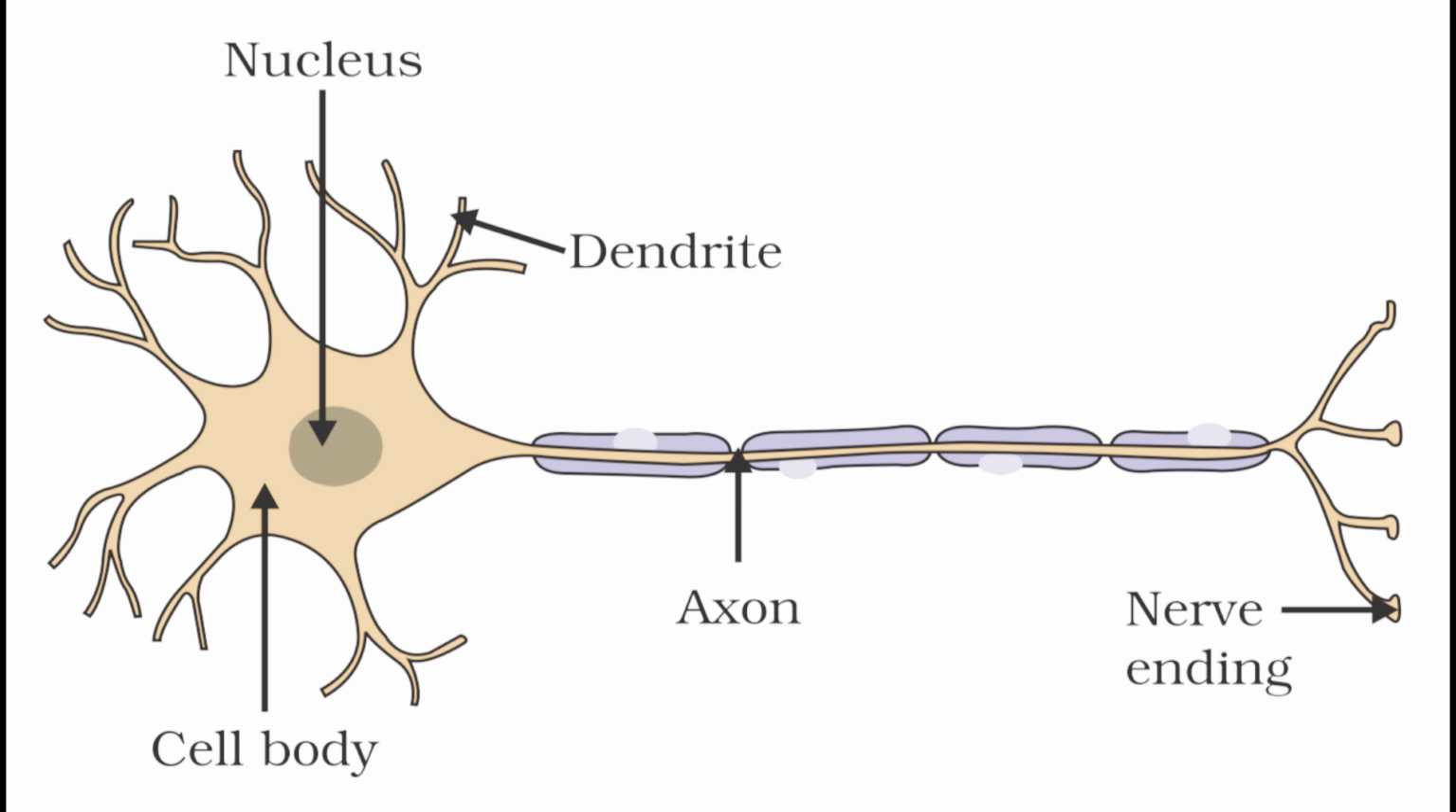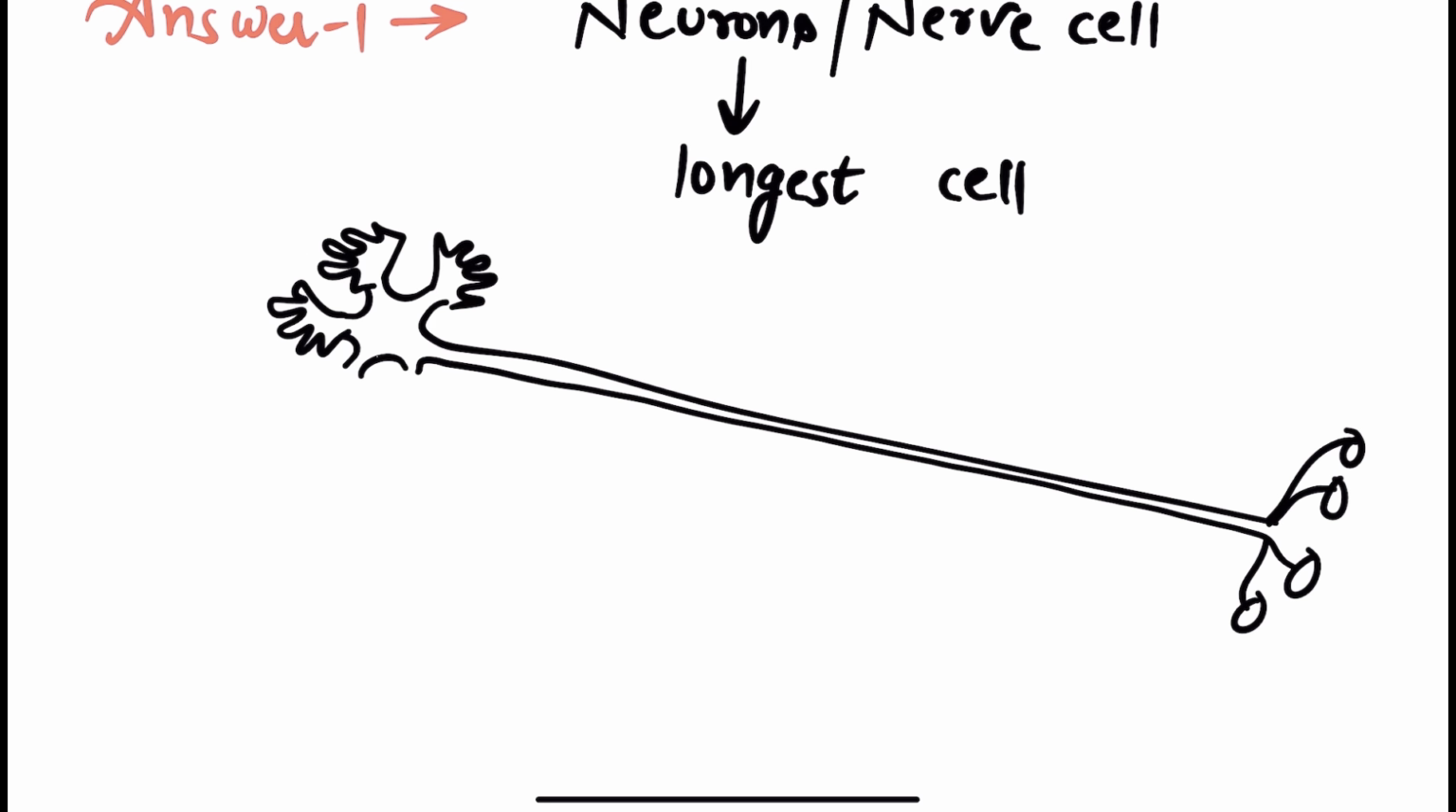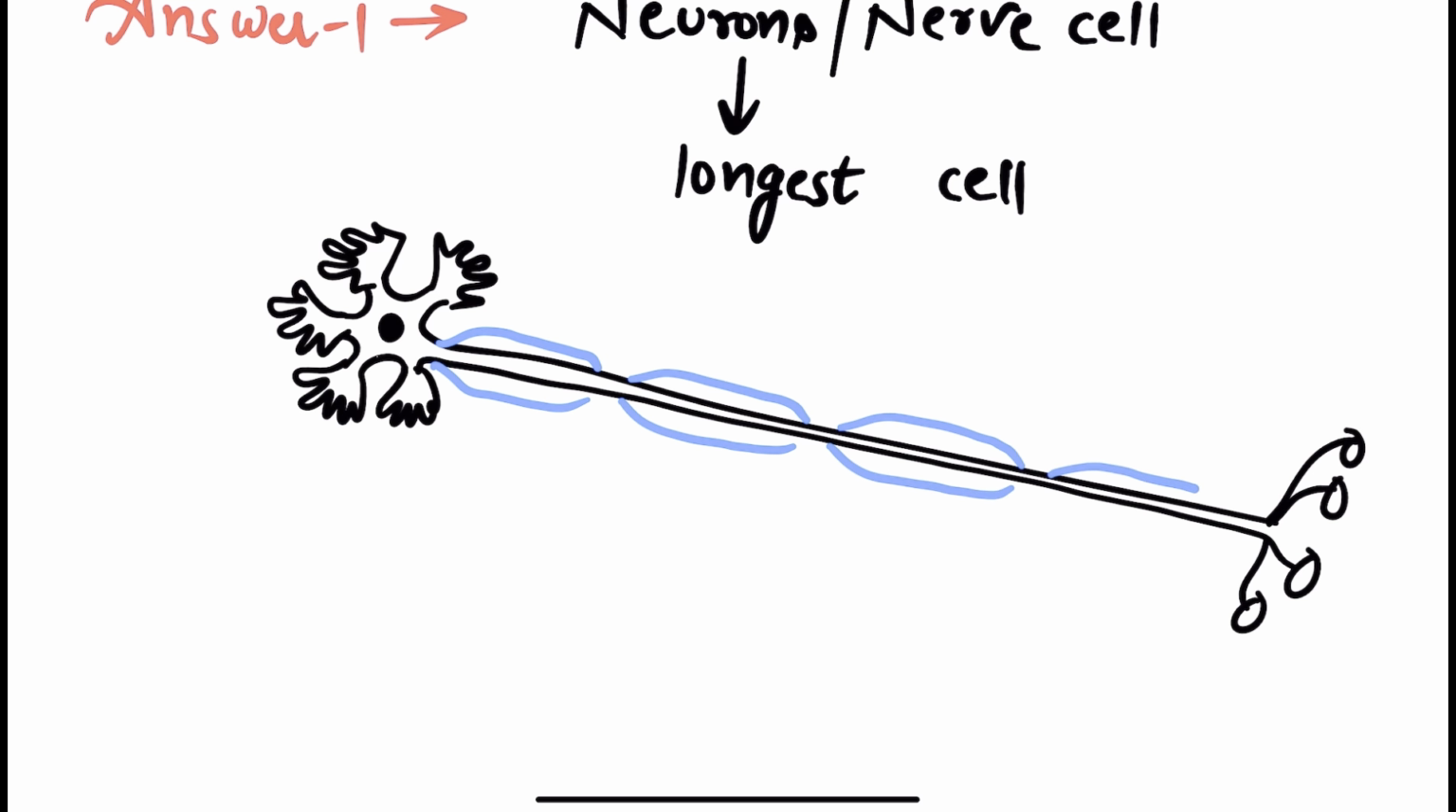So you are able to see these processes. These processes are known as dendrites, and this is the cell body, the nucleus, and the structure that I'm drawing right over here is the myelin sheath. I'll discuss what is a myelin sheath in just a bit. So this is a rough diagram and a crude diagram of a neuron, and let's label it first.